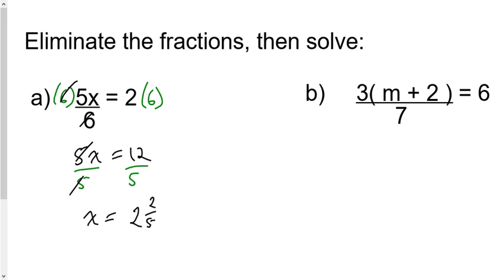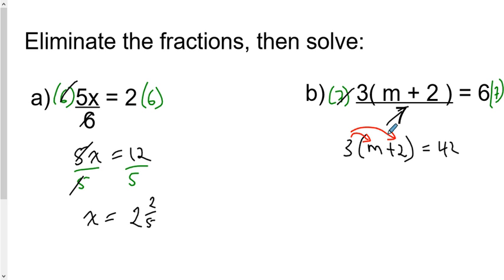Let's deal with those fractions first. Let's get rid of this fraction on the bottom. Let's get rid of that fraction. How do we do that? Multiply both sides by 7. Okay, so we multiply both sides by 7. On my left side, 7 over 7 is 1, so I can get rid of that. We're left with 3 times m plus 2. We got 42 on this side. 6 times 7 is 42.